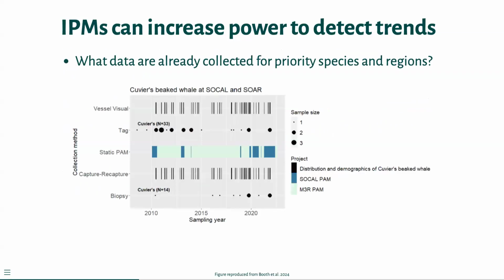So what data are already collected? I'll give an example for Cuvier's beaked whale in Southern California. These are different modalities of data collection: visual, tag, passive acoustic, capture-recapture, and biopsy. Over about a 20-year period, you see that there's actually quite a lot of data available, not in every year, not for every type, but there's a good amount of data.